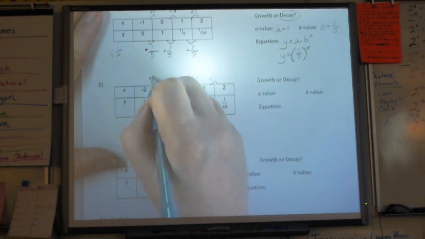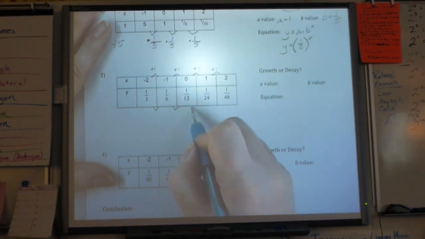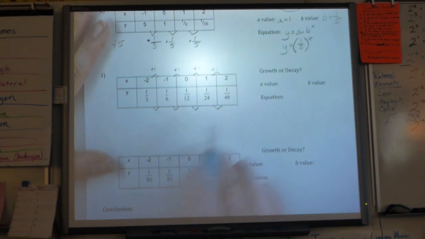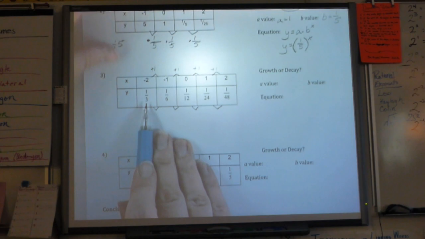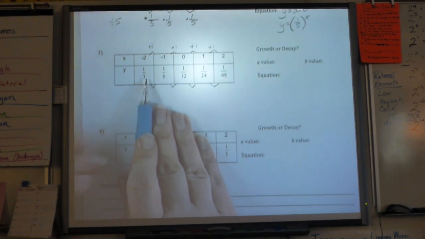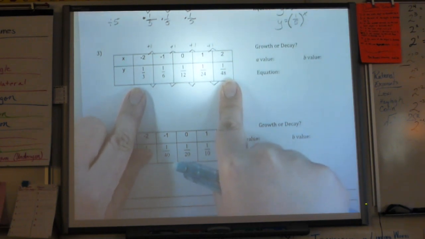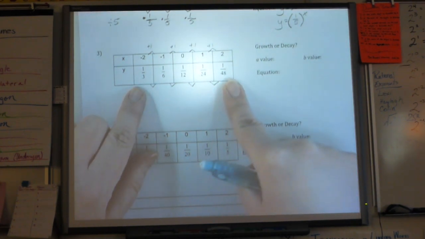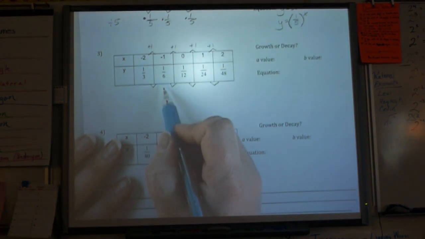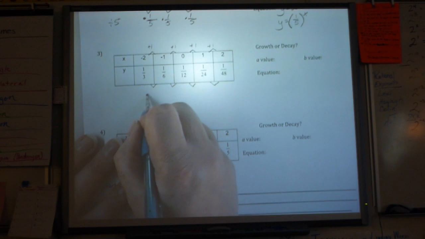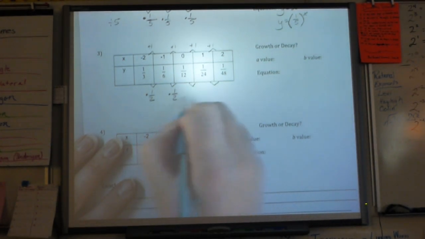Okay, number 3. As x increases by 1, what's happening to y? Is it getting bigger or smaller? Smaller, right? 1/48 of something is smaller than 1/3 of that item. If you think of 1/3 of a pizza, what does that look like? Think of 1/48 of a pizza. Which slice is bigger? Your 1/3 is bigger. So what's happening here? We're dividing by 2, which is the same as times 1/2. Nice work.